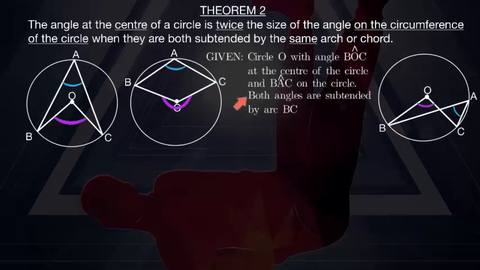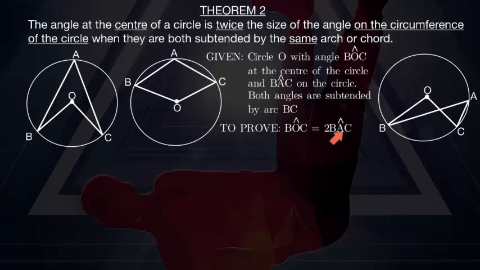Okay, now here's the proof. We are given circle O with angle BOC at the center of the circle. Now that's the purple one. And BAC on the circle. That's the blue one. And both angles are subtended by arc BC. Now we want to prove that angle BOC is equal to two angle BACs. So the one at the center, the purple one, is equal to two of the angles on the circumference.